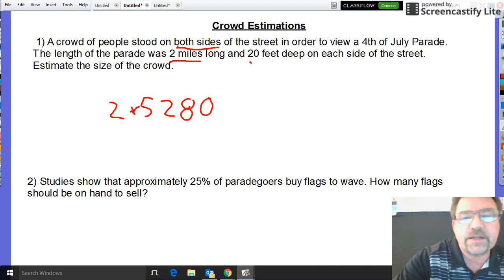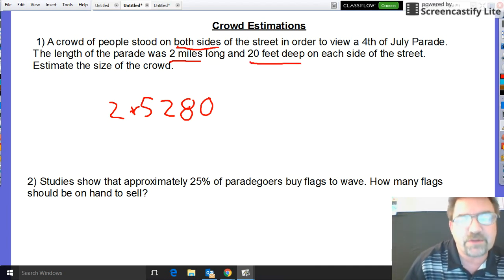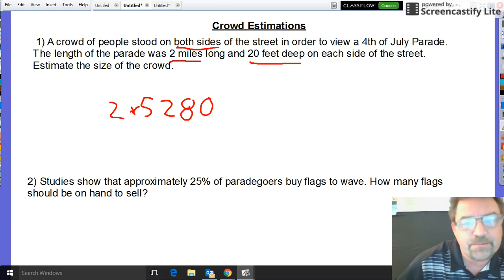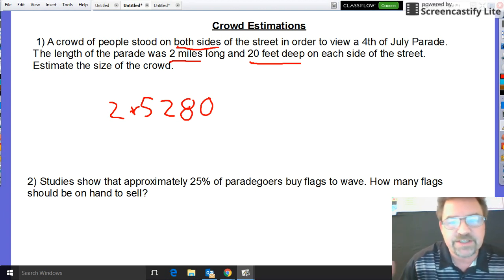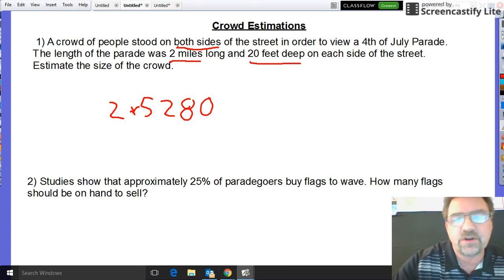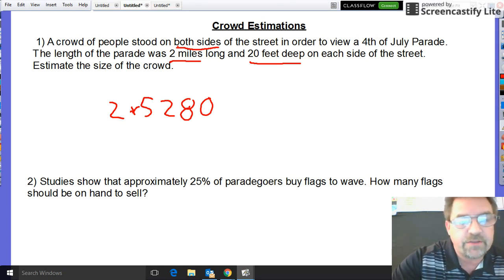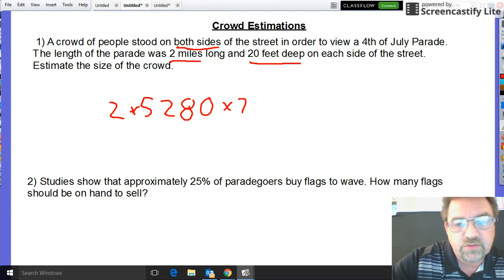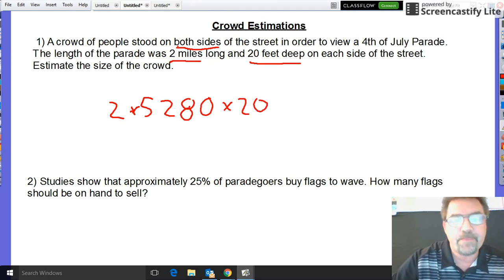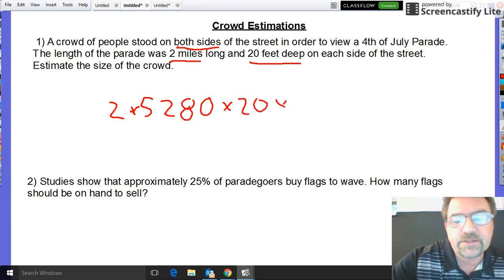And it's 20 feet deep. Now, when they say deep, it's not deep in the ground. It's deep as in back. As people stack up along the side of the road, they go back and they refer to that as deep. So that's basically your width. This is going to be your length. Your 2 times 5,280. That's the length of the parade because it's 2 miles long, and the width is 20 feet. And it's times 2.